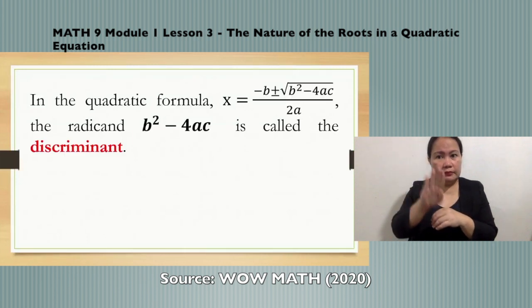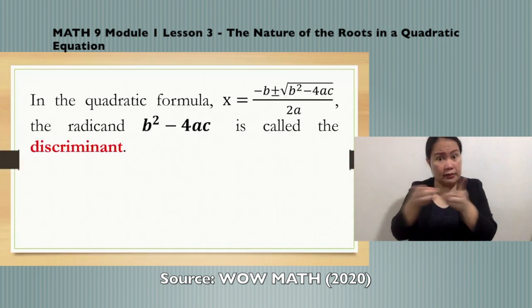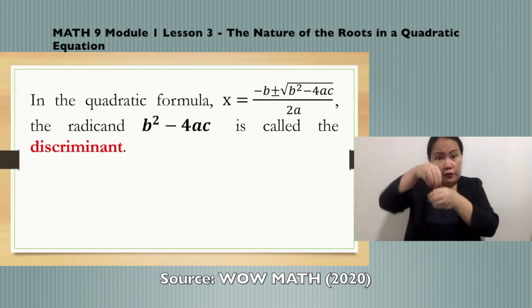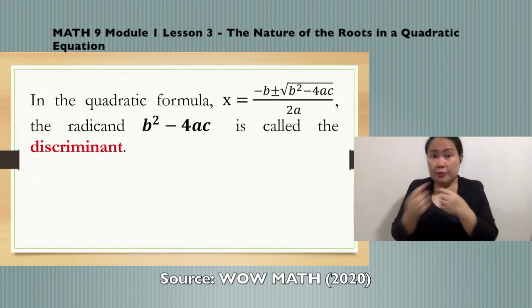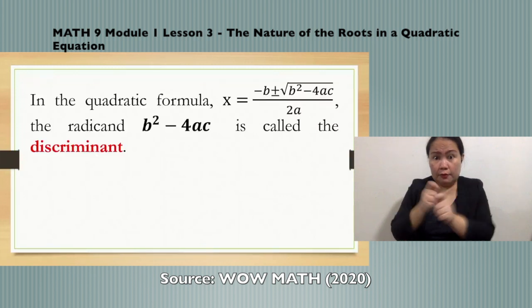So ano nga ba ang discriminant? Ang discriminant ang magsasabi sa atin o magde-describe kung ano ang nature of the roots of the quadratic equation. So siya ang magsasabi kung anong klaseng solutions or roots ang lalabas kapag ginamit natin ang quadratic formula.